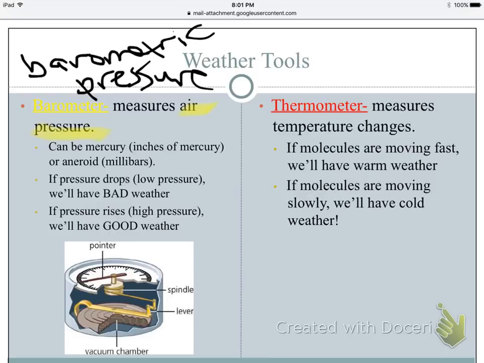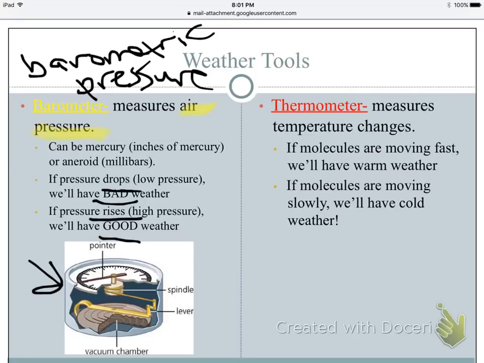So if the pressure drops, which means low pressure is there, that's going to be bad weather. Of course, you know that. Drops, bad weather. There you go. And if the pressure rises, we're going to have some good weather. High pressure brings good weather. And here you can see a picture of a barometer.